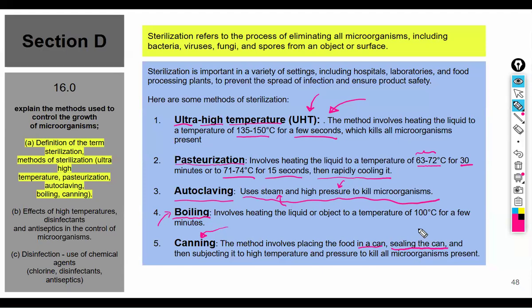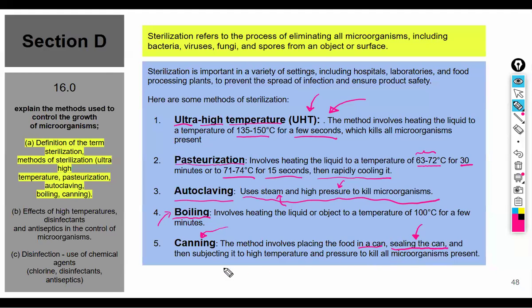Sealing the can. Why do they seal the can? Remember, they seal the can, first of all, to prevent other bacteria from coming in, and also sealing the can prevents air from getting into the can. Remember, bacteria need oxygen to live. So if you seal the can, won't it prevent oxygen from getting into the can? So the bacteria cannot survive, okay? So you seal it off.